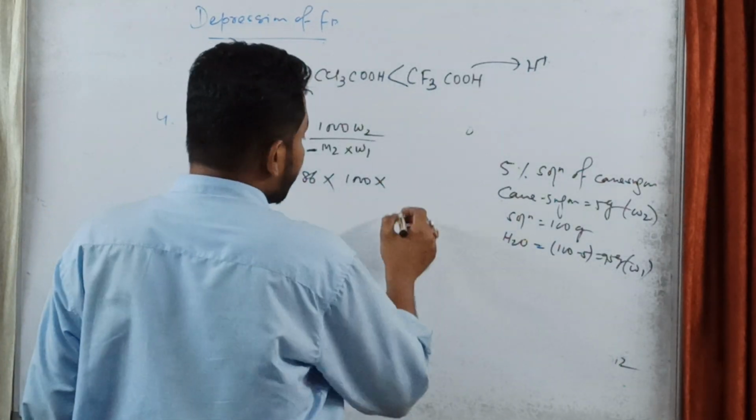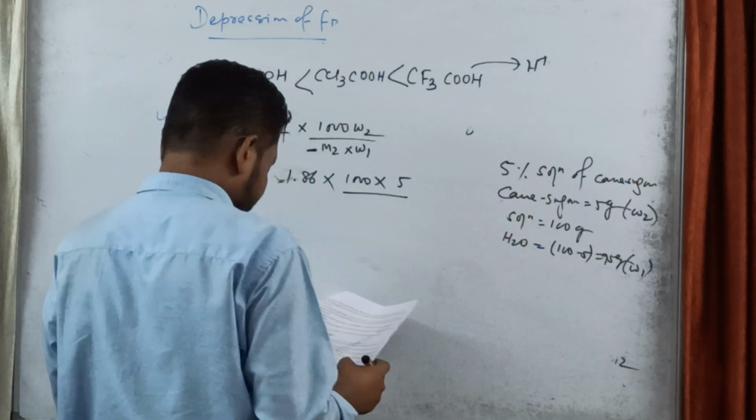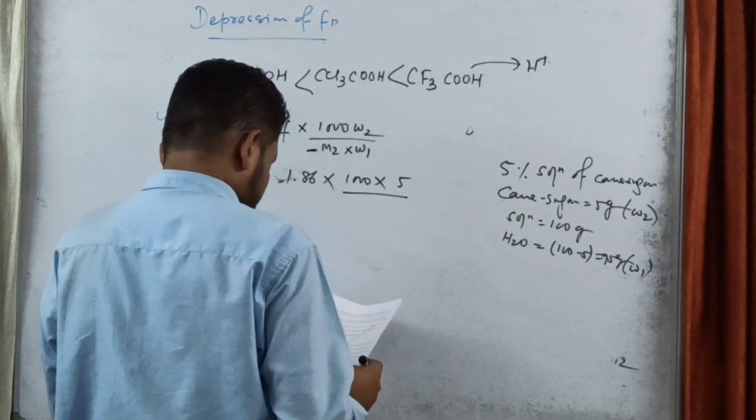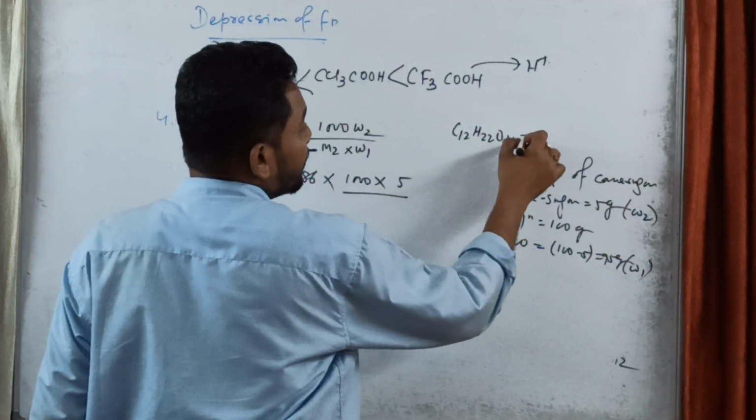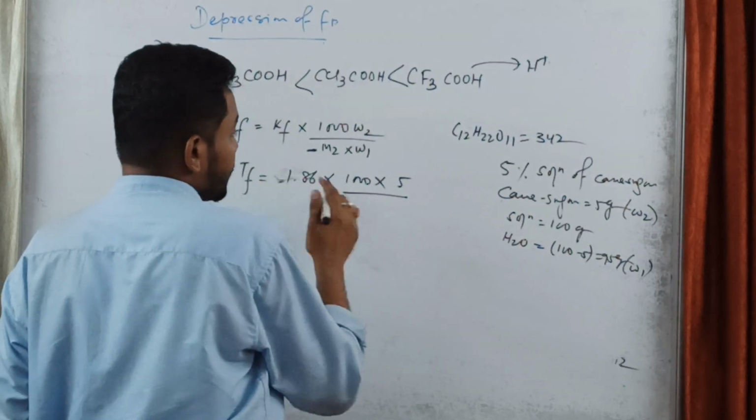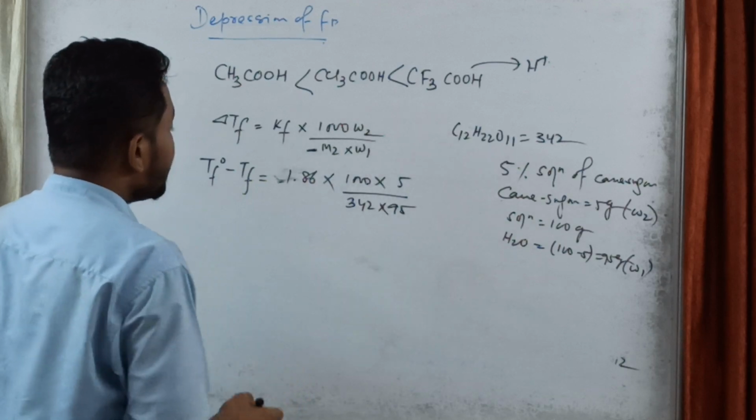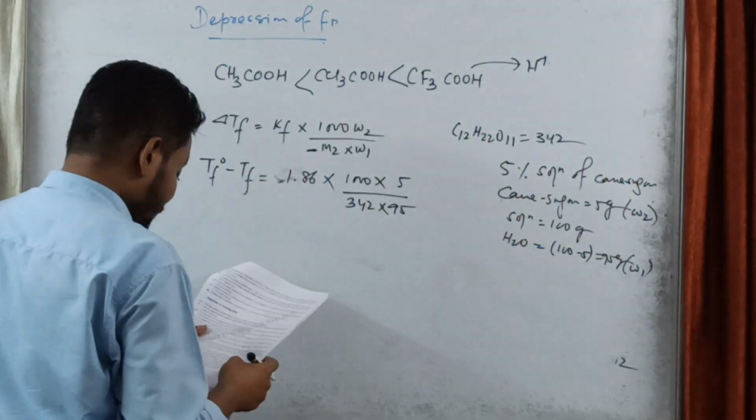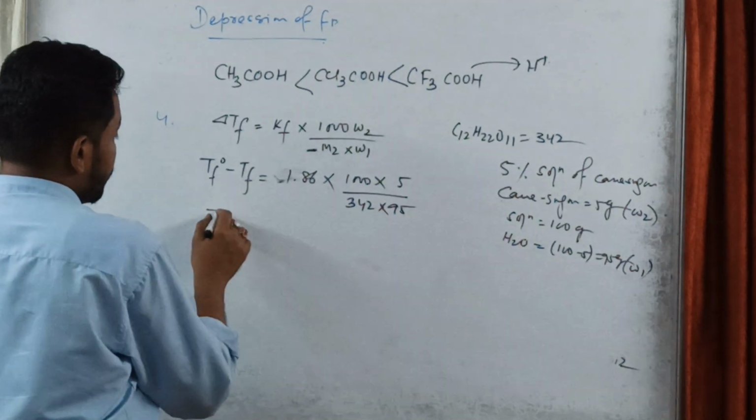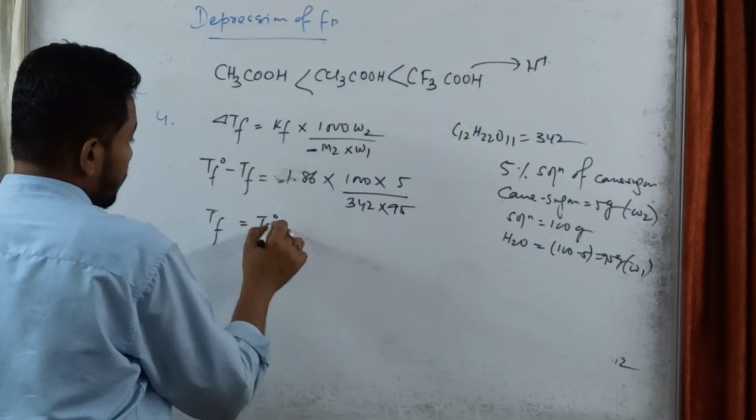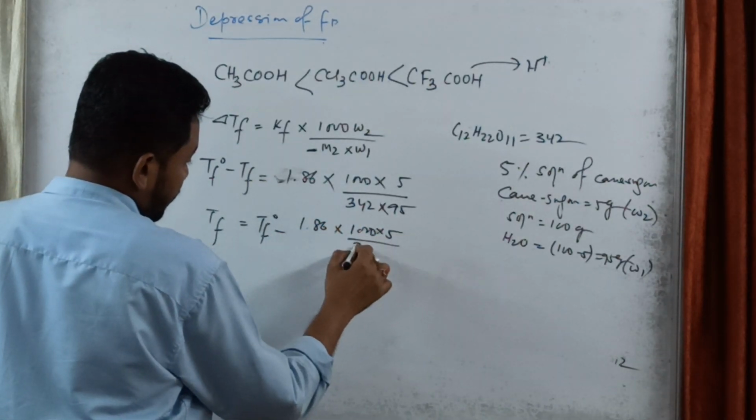So W2 is 5 divided by M2. M2 is the molar mass of the cane sugar, that is given. Sugar means you all know that C12H22O11. If you calculate it, this value will be 342. Remember, so that is 342, and W1 is 95. From there you will get the value. But here they want to know the freezing point of the solution, that means Tf they want to know. So Tf should be Tf0 minus 1.86 into 1000 into 5 divided by 342 into 95.